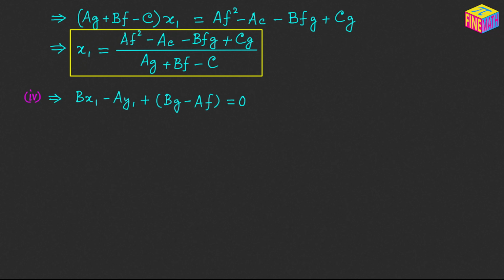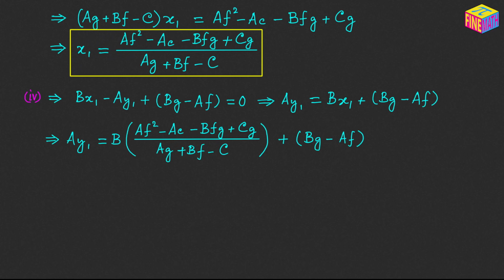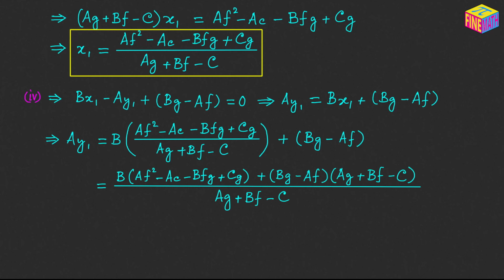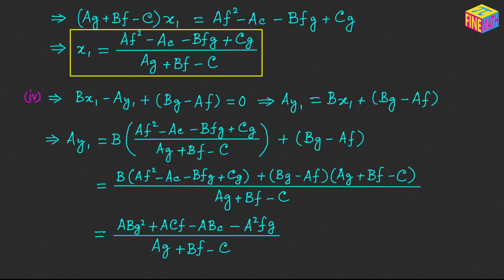The equation 4 was like this, and from here let's see what would be the value of y sub 1. If we plug in the value of x sub 1, then a times y sub 1 would look like this, and then let's simplify a little bit. The equation would look like this. Upon further simplification, the right hand side will look like this, and then you can see there is a common factor a in the numerator, so we can write it like this.